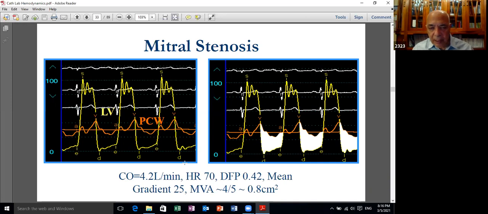But again, sometimes you have to resort to that if you get marked discrepancy between your clinical estimation and your findings by the non-invasive methods. So that's the main indication for doing cardiac cath in these patients.